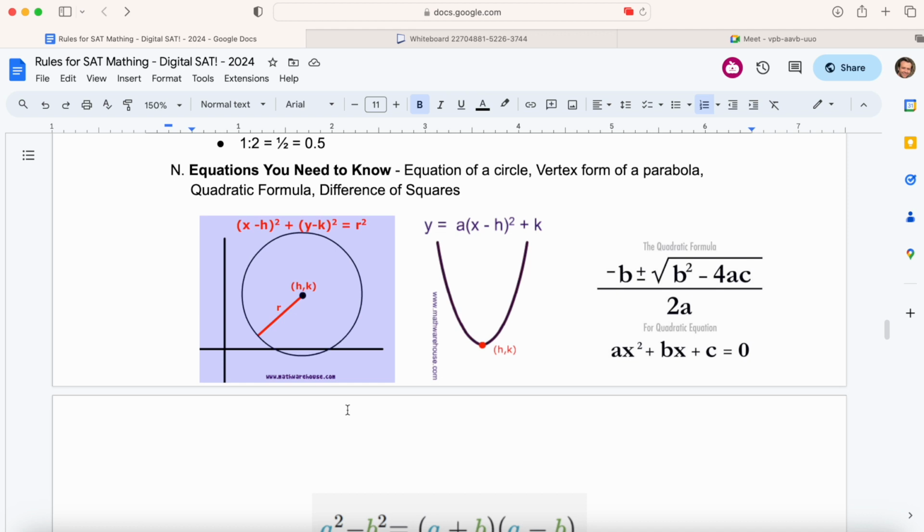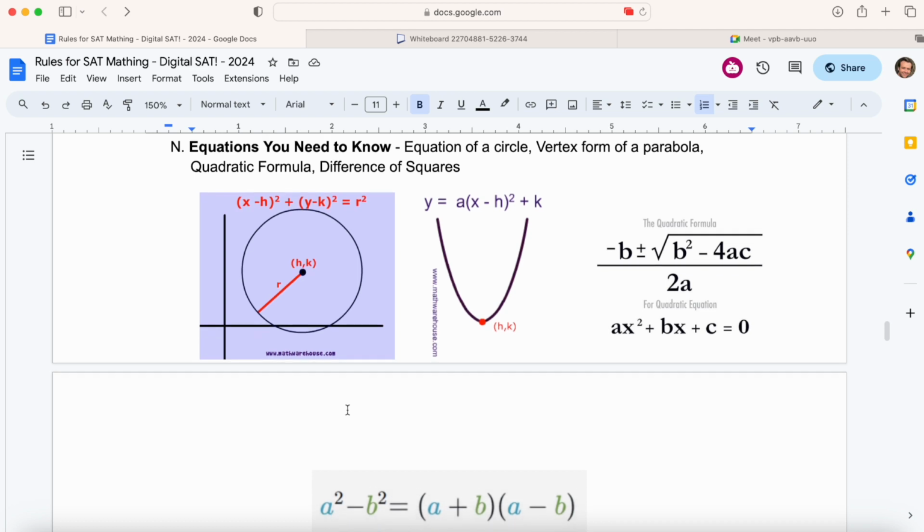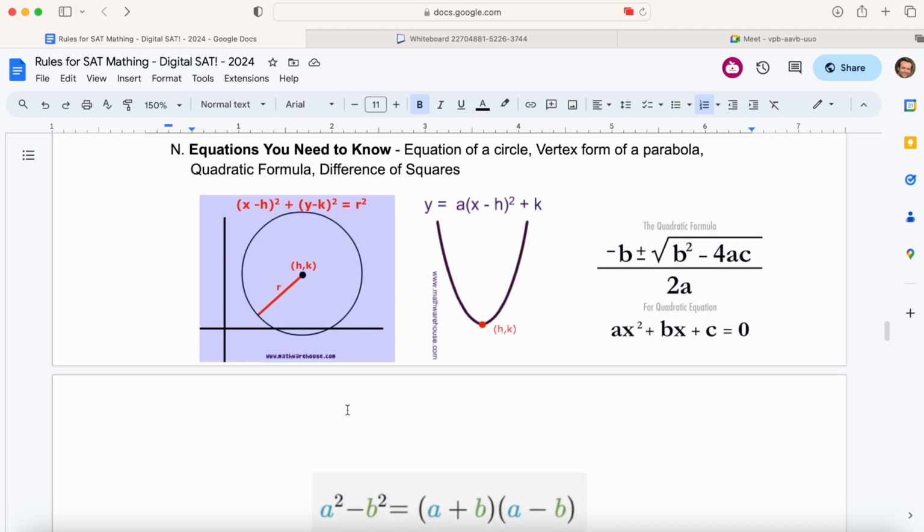On the old SAT, you had to memorize them for sure. But there's the equation of a circle. It's in the form (x minus h) squared plus (y minus k) squared equals r squared. And I want to point out what all this means. The h value is the x value of the center point of the circle. It's not really on the circle. It's like the bullseye in the middle of the circle. The k value is the y value of the center point. And the r value is the radius of the circle.